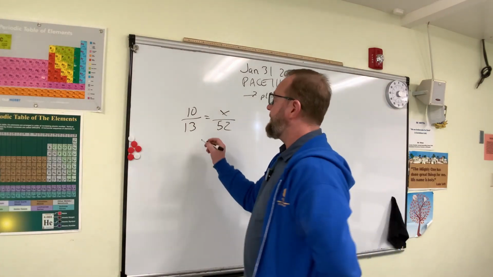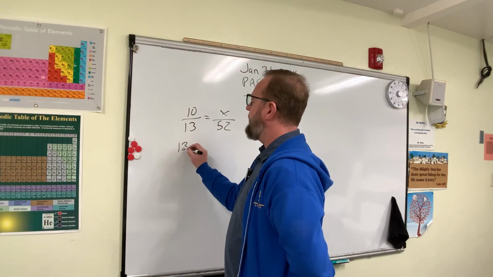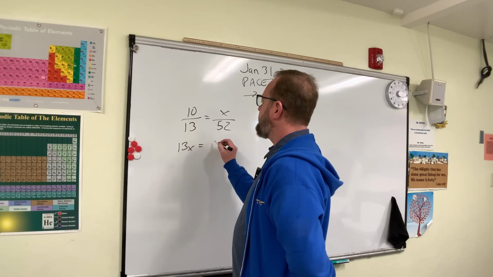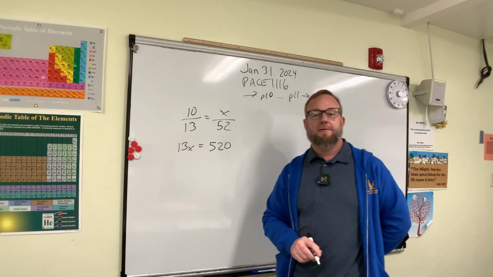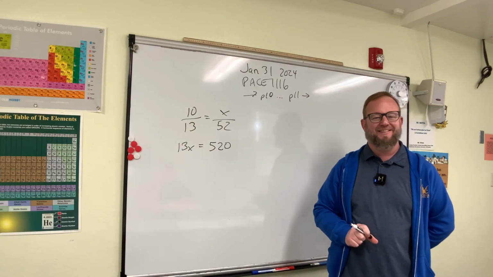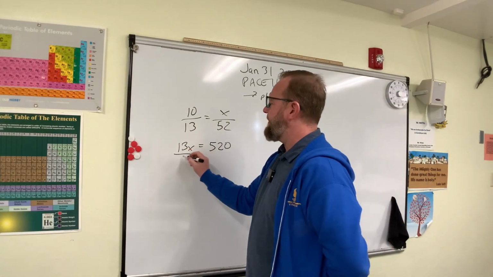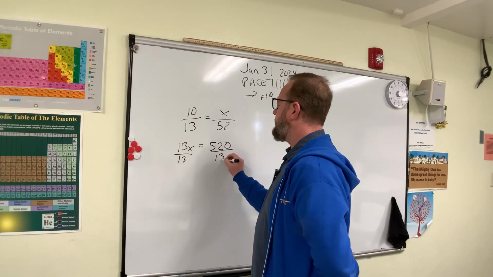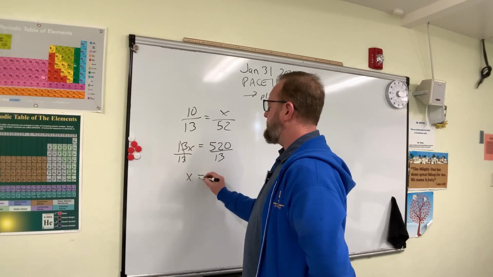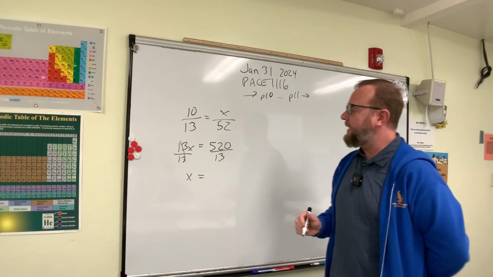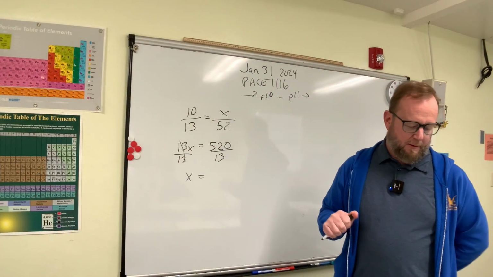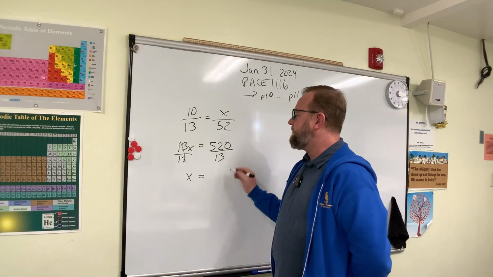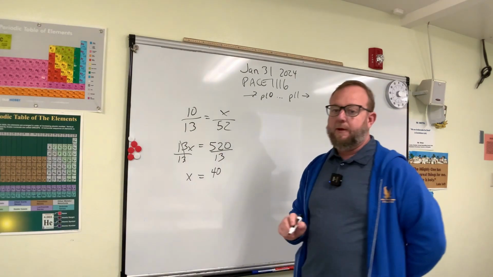Answers? Well, we start with our cross multiply. What's 10 times 52, do you suppose? 520. Now we need to divide both sides by 13. So x is what? 520 divided by 13, what do you get? Write that down. You might find out that it equals 40.